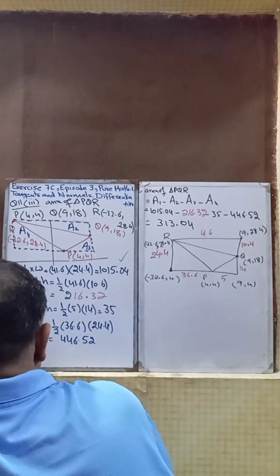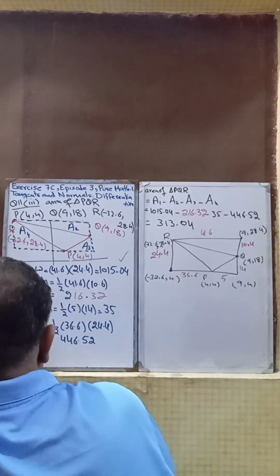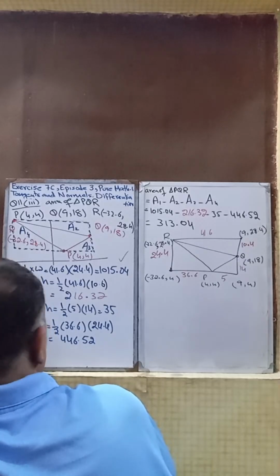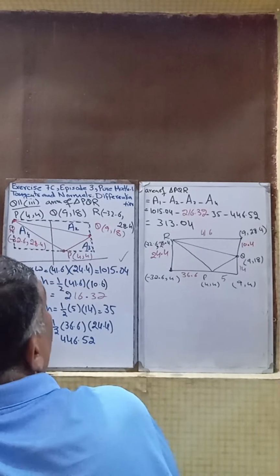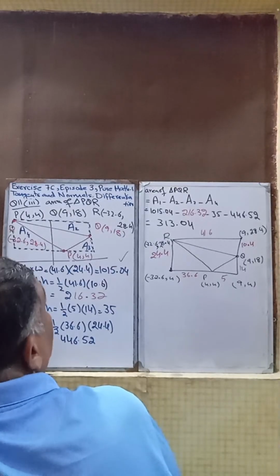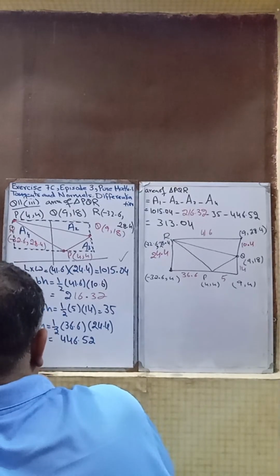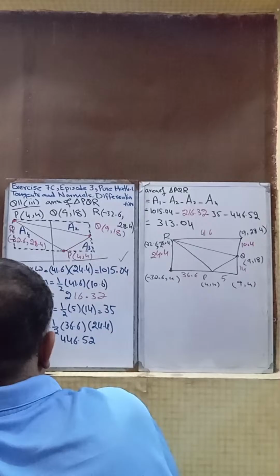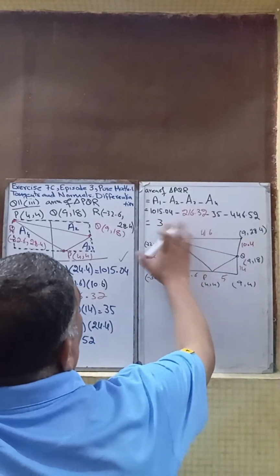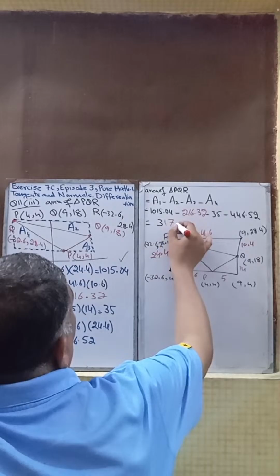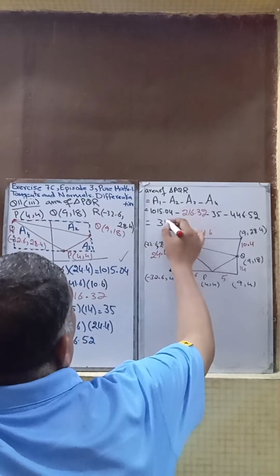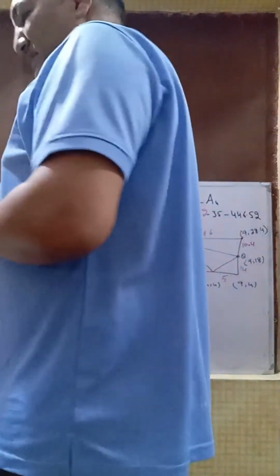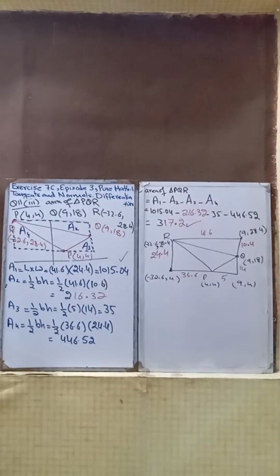So 1015.04 minus 216.32 minus 35 minus 446.52 equals to, and this is 317.2. Now it is correct. 317.2, and this is the right answer, sir. So you see, we made a small mistake while using a calculator.